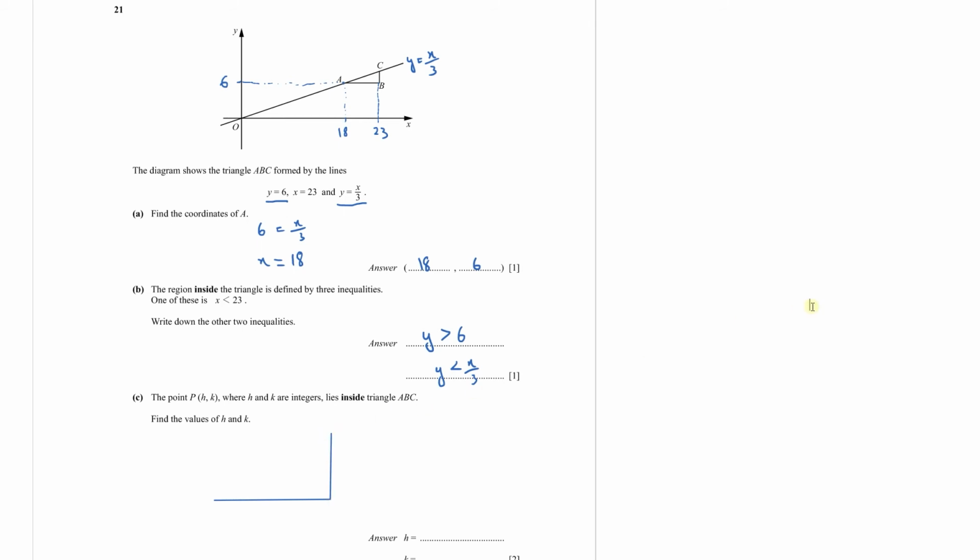Make sure that this is a straight line like this. And then the third line will be from this point up till here. All right, so I've just enlarged this triangle ABC. This is my point A, this is point B, this is C. And this here is 18 on the x-axis, this here is 23 on the x-axis, and on the y-axis, this is 6.